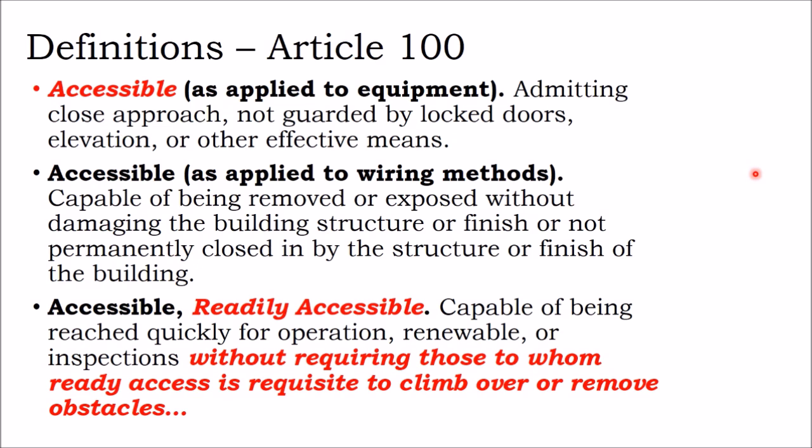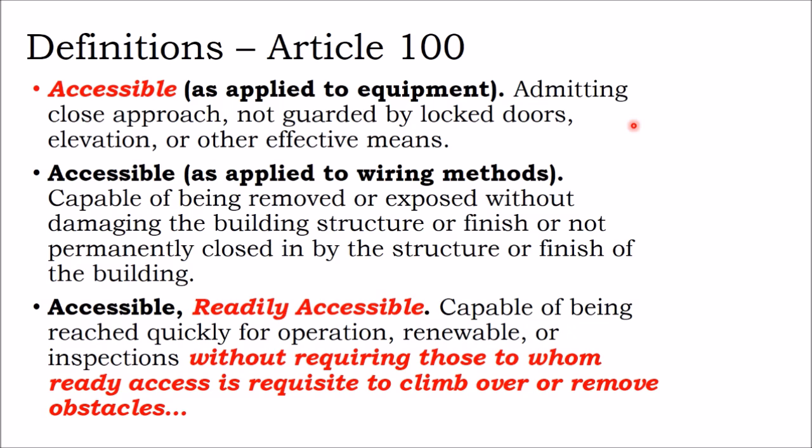So for this discussion, we needed to talk about what the definition of accessible is. Now you have switches that need to be accessible, switches that need to be readily accessible. And then we have accessibility with regard to equipment, and then we have accessibility with regard to wiring. So accessible is admitting close approach, not guarded by locked doors or elevation or other means. Accessible for wiring methods means capable of being removed or exposed without damaging the building structure or finish, or not permanently closed in by the structure or finish of the building.